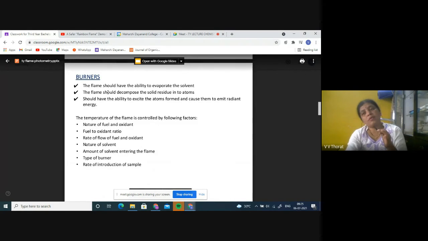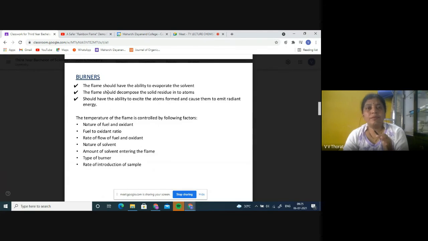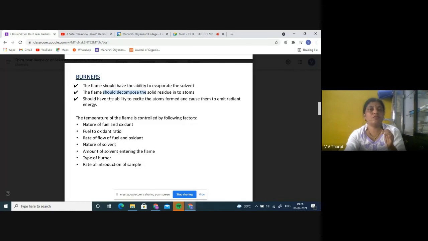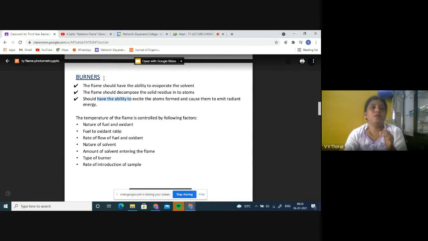जब हम salt solution बर्नर पे डालते हैं तो क्या होता है? First, obviously, the solvent will vaporize. After the solvent vaporizes, it gets converted into atoms. And then the atoms absorb thermal energy and get excited. The burner should vaporize the solvent, it should atomize your salt, and it should cause excitation of the atoms. So this is the role of burners.